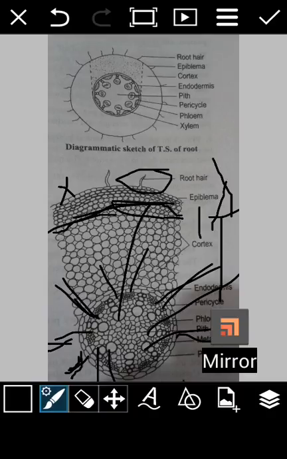Number 6. Pith. The central region is known as pith. Pith occupies the central portion of monocot root. It consists of parenchymatous cells which are rounded or angular in shape. Pith is larger in monocot roots than in dicot roots. It is the most important point. The pith cells enclose intercellular spaces. They store food in the form of starch.